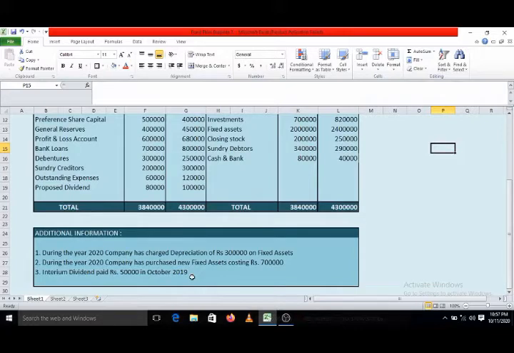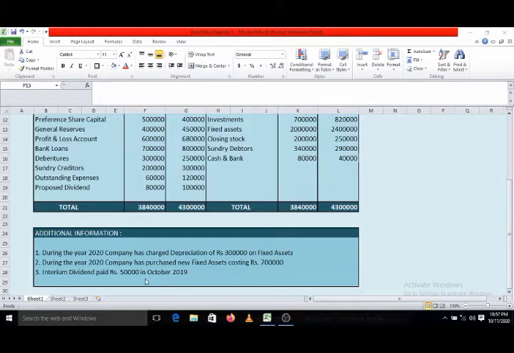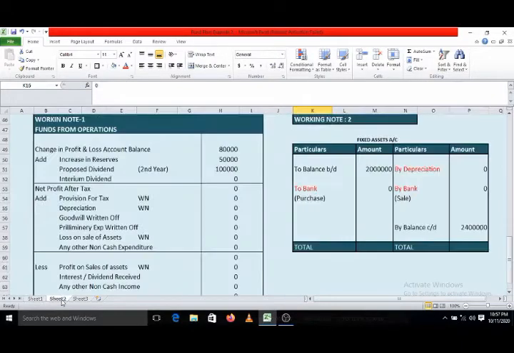मीन्स इन एडिशन टू द लास्ट ईयर फाइनल डिविडेंड, जो लास्ट ईयर का फाइनल डिविडेंड था 80,000 विच हैव ऑलरेडी बीन पेड ड्यूरिंग दिस ईयर. इन एडिशन टू दिस 80,000 दिस इंटीरियम डिविडेंड हैज आल्सो पेड इन द करंट ईयर, दैट इज बिकॉज इट इज पेड ऑन October 2019, so it has been paid during the current year. So this 50,000 also will have to add back into profit while calculating funds from operation, because dividend is payable out of profit.